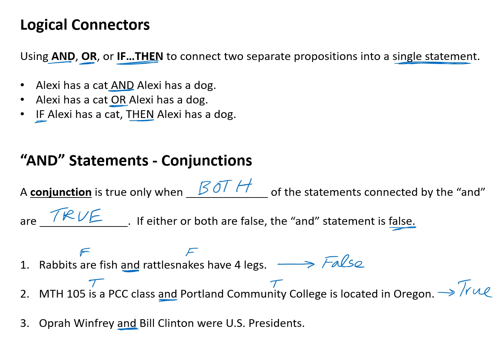Oprah Winfrey was not a U.S. president, so that statement would be false. Bill Clinton was, so we have a true statement. So here we have one of each. When you have one of each in an and statement, you have a false statement because an and statement is restrictive. The only way it's true is if both statements are true. And here we only have one that's true, so this statement is false.